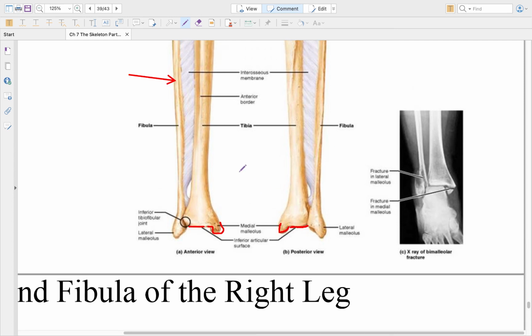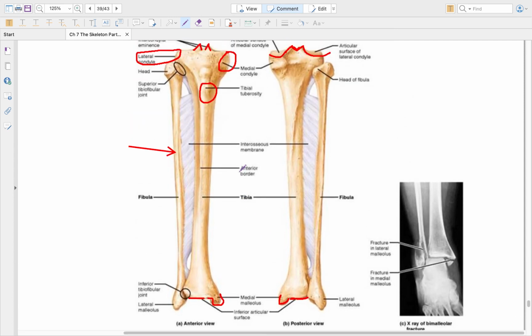Inferior articular surface. The fibula has a head, and where it connects to the tibia is called the superior tibiofibular joint. And there's also an inferior tibiofibular joint, and that's where they connect down here. So they connect up here, the tibia and fibula, and down here. Up here is going to be the knee joint. Down here, we're going to connect to the ankle.